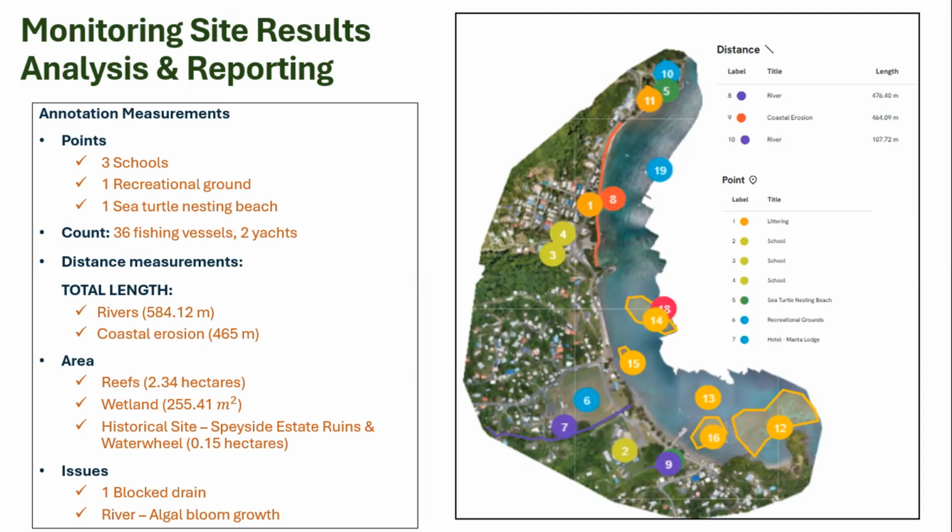In total, I had 2 issues. One was a blocked drain, and this led to the ocean. It was filled with a lot of litter. And the other one was a river that had algal bloom growth.